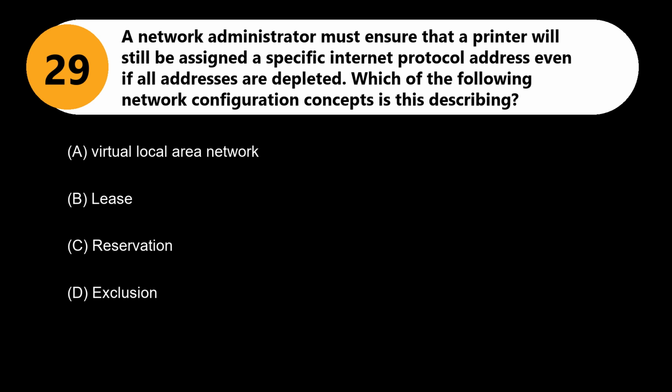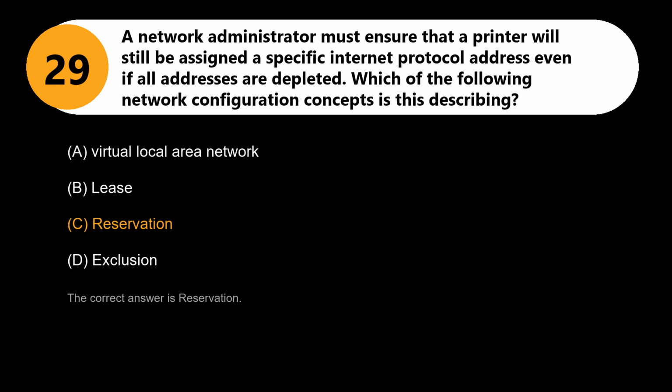Option A, Virtual Local Area Network. Option B, Lease. Option C, Reservation. Option D, Exclusion. The correct answer is option C, reservation.